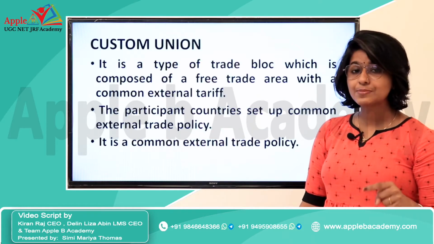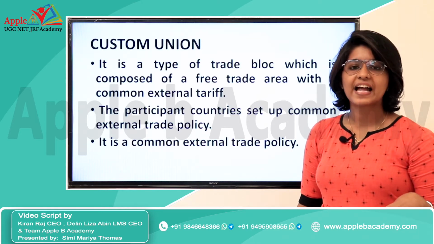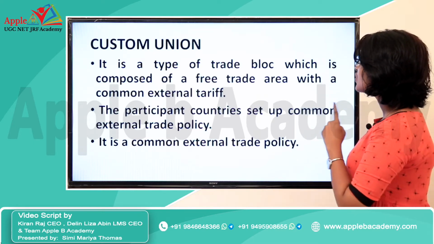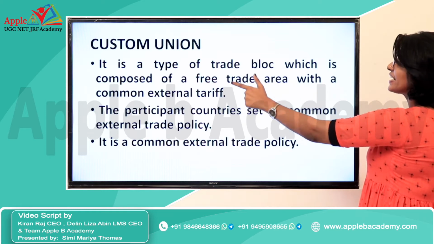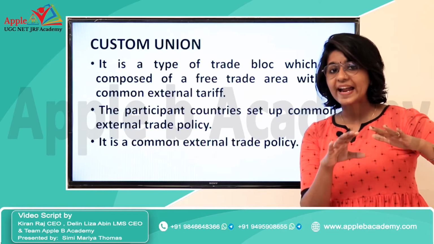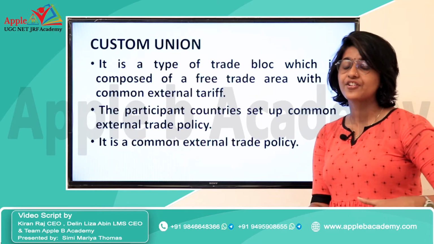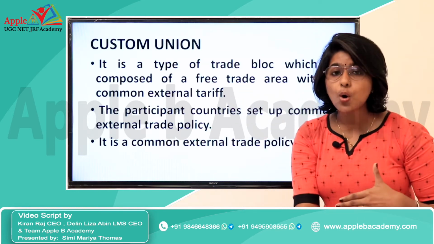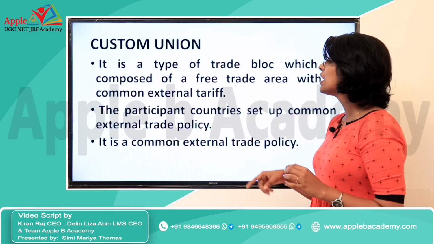Now moving on to customs union. So we know that free trade area means customs union minus common external tariff. Then what is customs union? Customs union is basically a type of trade bloc. So we know what a trade bloc is, right? It is composed of a free trade area with common external tariff. Okay, in a free trade area there is no external tariff. It is basically a trading bloc with free trade. There is no external tariff. But when it comes to the customs union, it's a free trade area with common external tariff. So free trade area plus common external tariff will give you customs union.